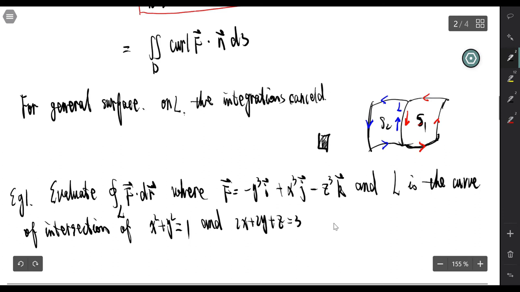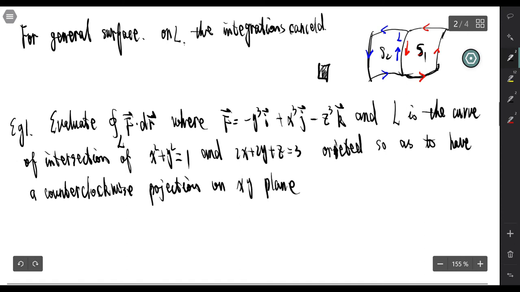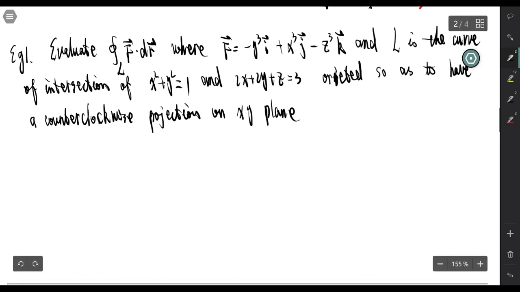And oriented so as to have a counterclockwise orientation of its projection on the XY plane. So the graph of this curve is like this.